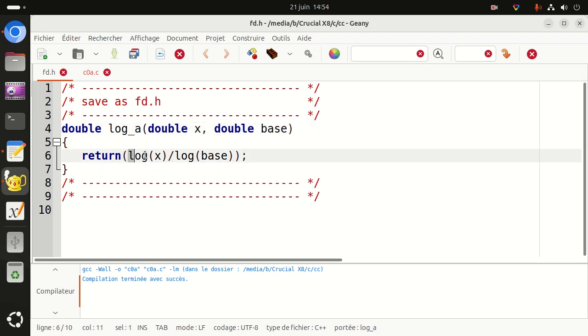So, in Mathc you must write ln, but in C language you must write log of x divided by log of a. The base here and the value of x here.